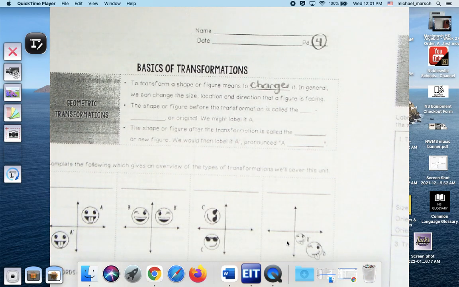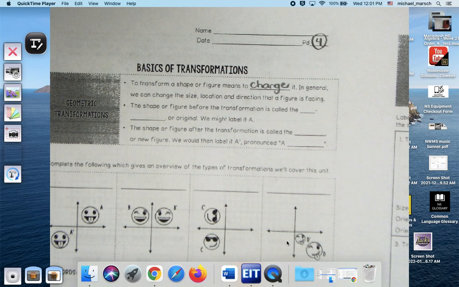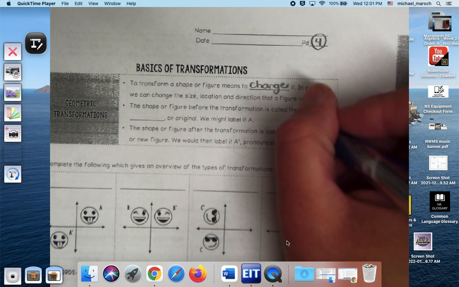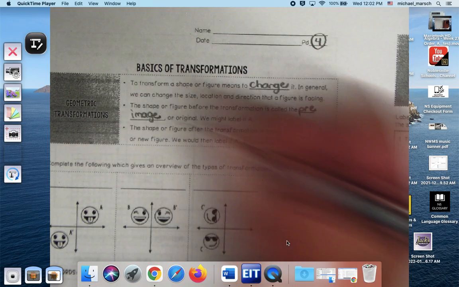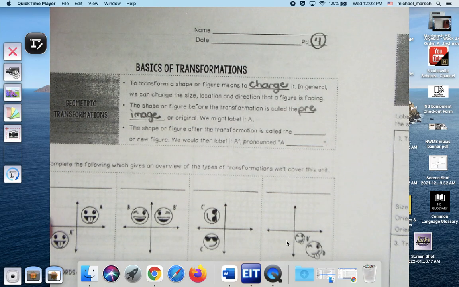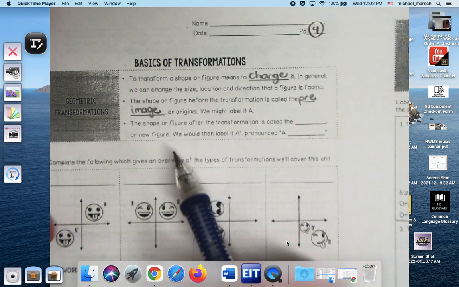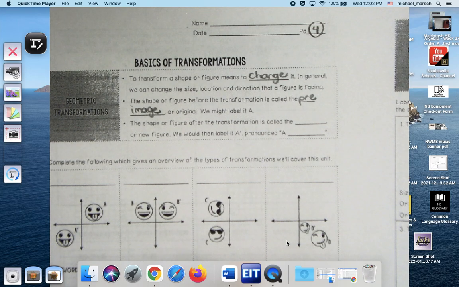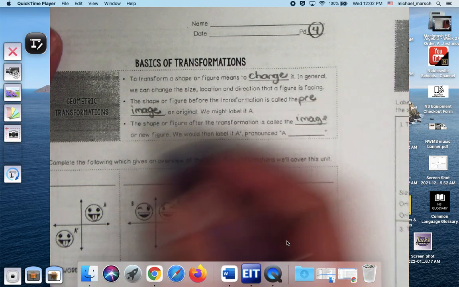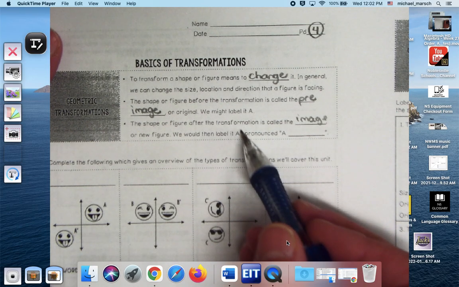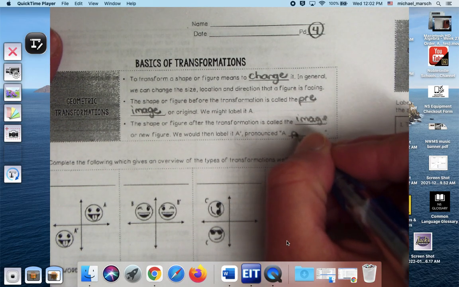In general, we can change the size, location, and direction that figure is facing. The shape or figure before the transformation is called the pre-image or original. We might label it just with the letter A. The shape or figure after the transformation is called the image or new figure. We would label it with an A and an apostrophe, pronounced A prime.